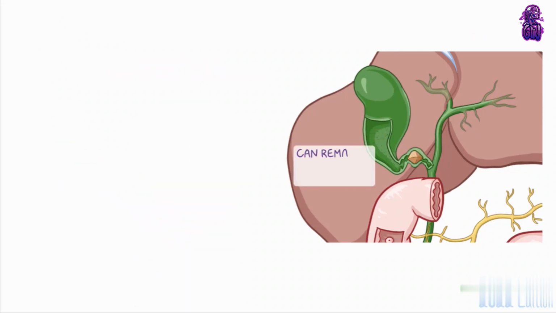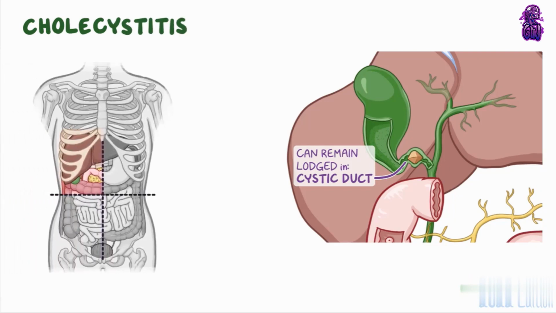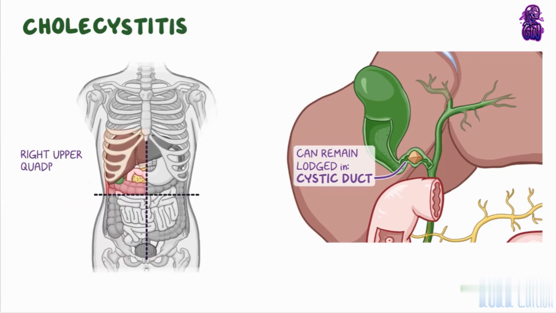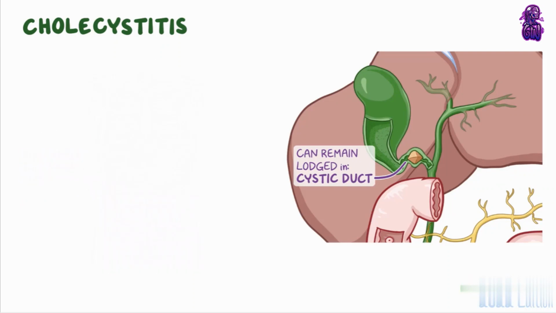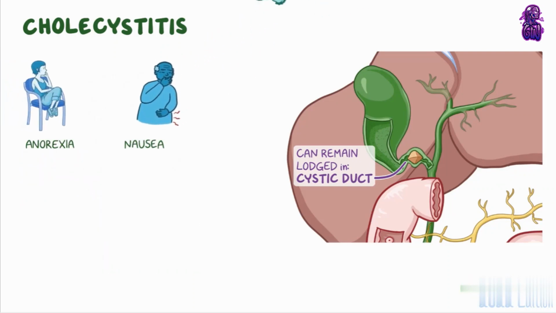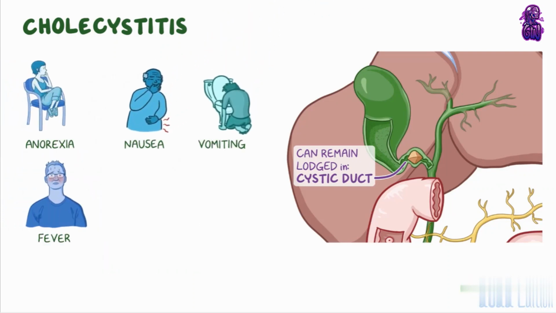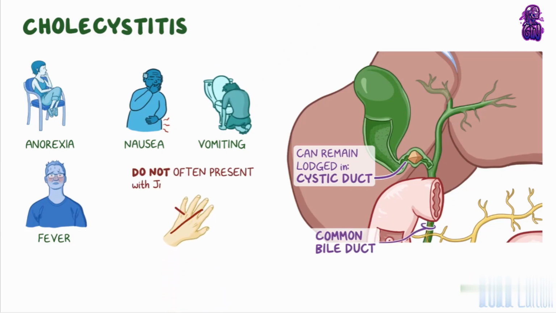Alternatively, it can remain lodged in the cystic duct, and this causes inflammation and enlargement of the gallbladder, known as cholecystitis. Symptoms of cholecystitis include right upper quadrant pain or epigastric pain, along with anorexia, nausea, vomiting, and fever. Since the stone is only obstructing the gallbladder from emptying via its cystic duct, while the common bile duct remains open, patients with cholecystitis do not often present with jaundice.